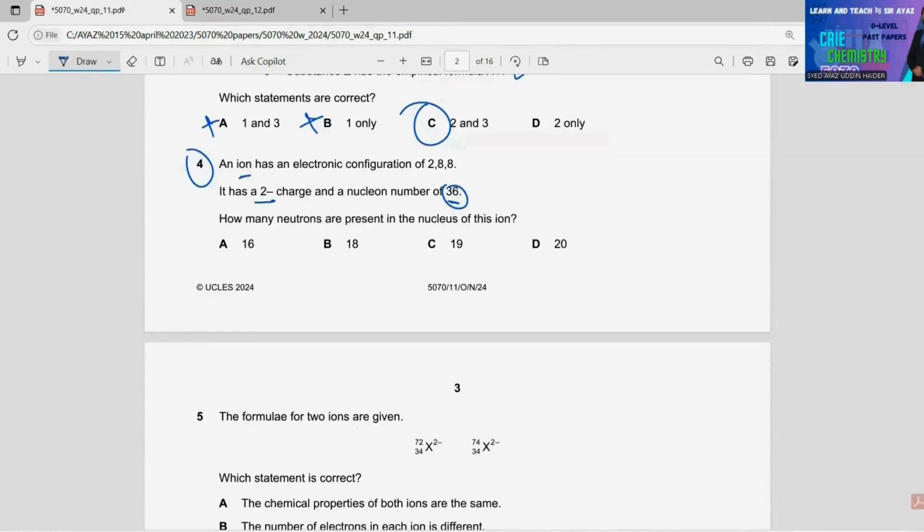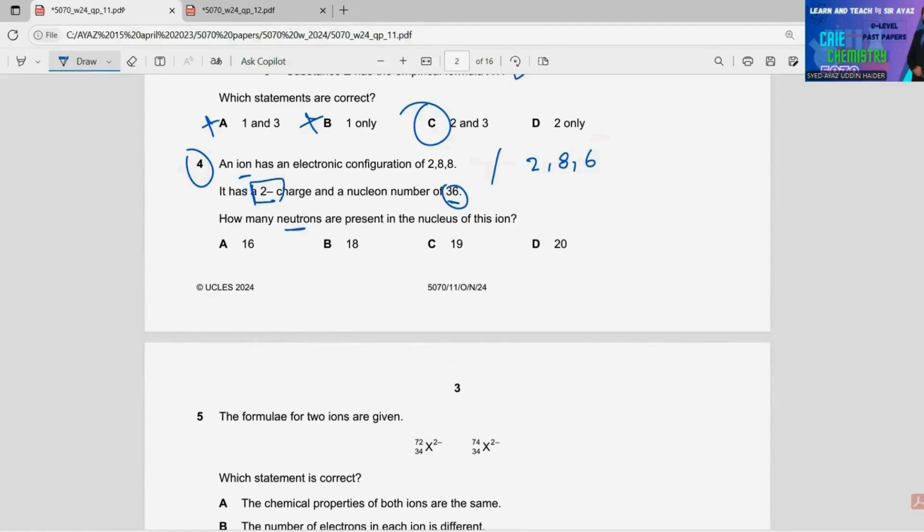Okay. How many neutrons are present in the nucleus of this ion? Now we need to calculate the number of neutrons. For this, you should know the proton number of this. If you look at the charge 2 minus, which means it has gained 2 electrons. So the original electronic configuration of this particle must be 2, 8, 6. So 2 plus 8 plus 6, 16.